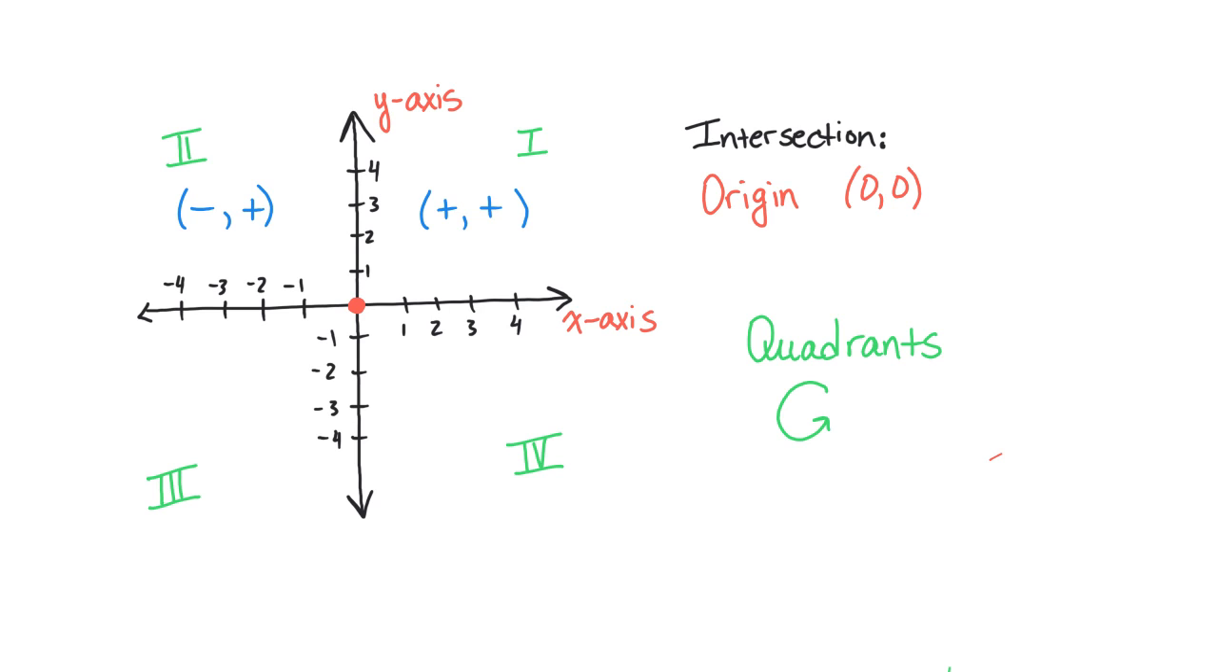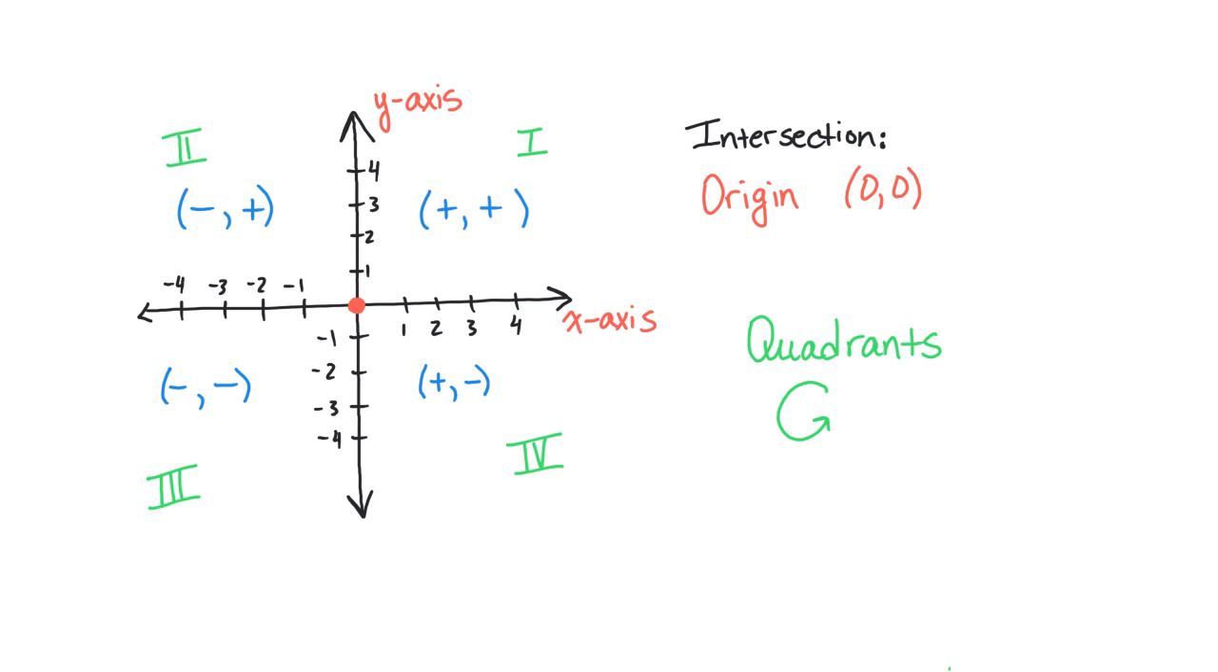Similarly, in the third quadrant, your x-coordinate is going to be negative as you've moved left. Your y-coordinate is also negative as you've moved down. Lastly, in the fourth quadrant, your x-coordinate is positive as you've moved to the right, and your y-coordinate is negative as you've moved down.